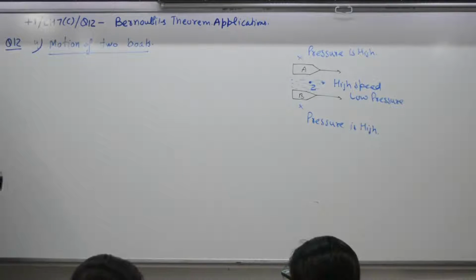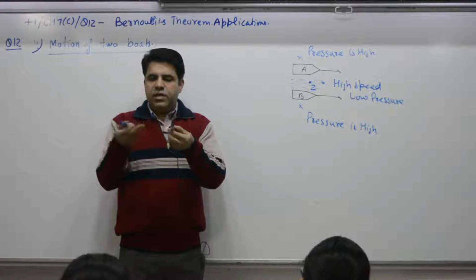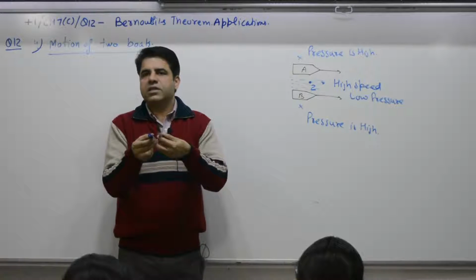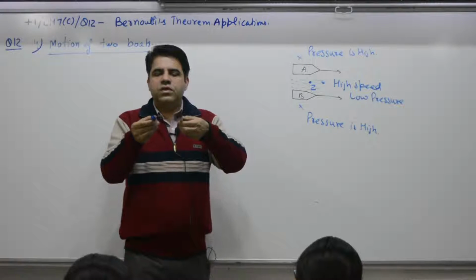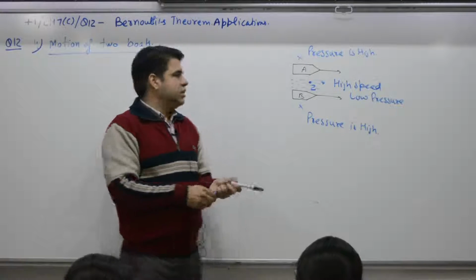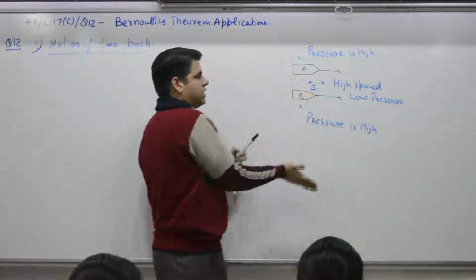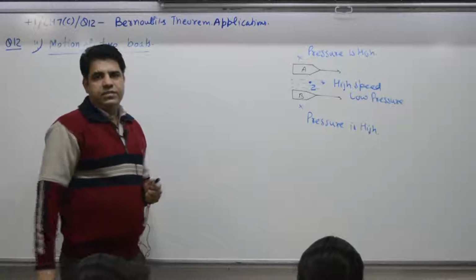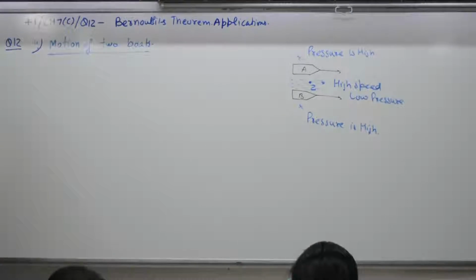Two boats moving in the same direction like this. In between the two, velocity is high, pressure is low. On the sides, pressure is high. As the two move, there is a chance the two may collide because the external pressure will try to move the two boats towards each other. So an accident may take place. 1 minute with you to write.